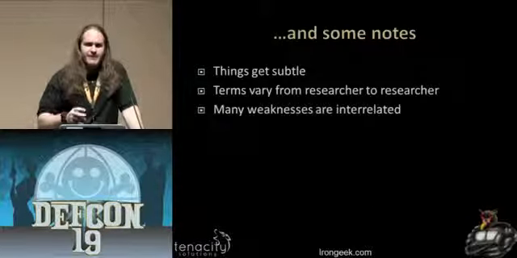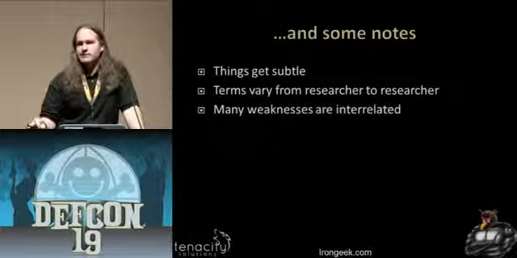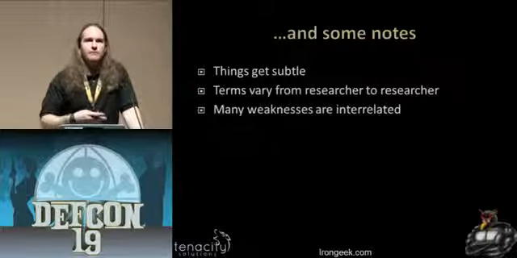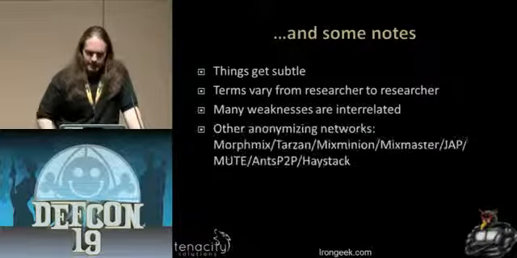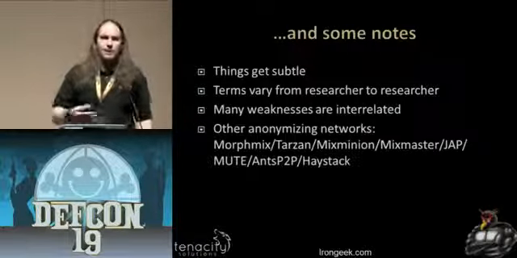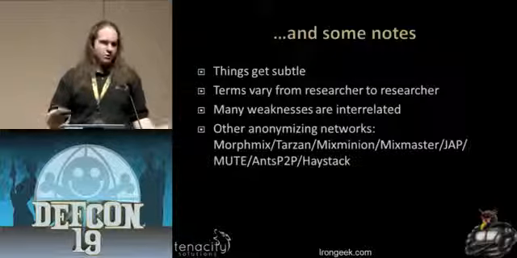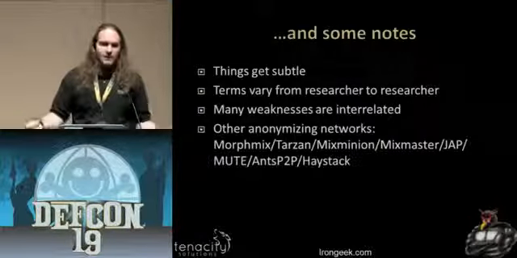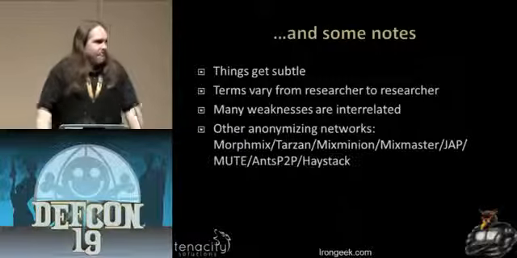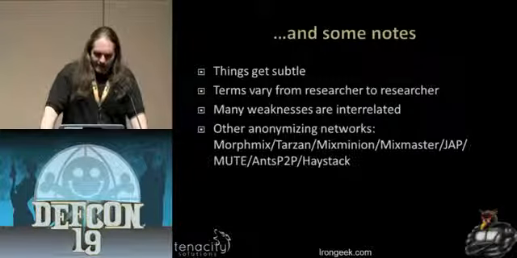There's a lot of weaknesses that are interrelated. Sybil attacks, for instance, can be used to help augment attacks with like traffic correlation. And like I said, there's a lot of other cypherspaces out there besides Tor and I2P. The ones you see up there on the screen, it's just to name a few. But Tor seems to have gotten most of the ground, and I2P is sort of a runner-up.